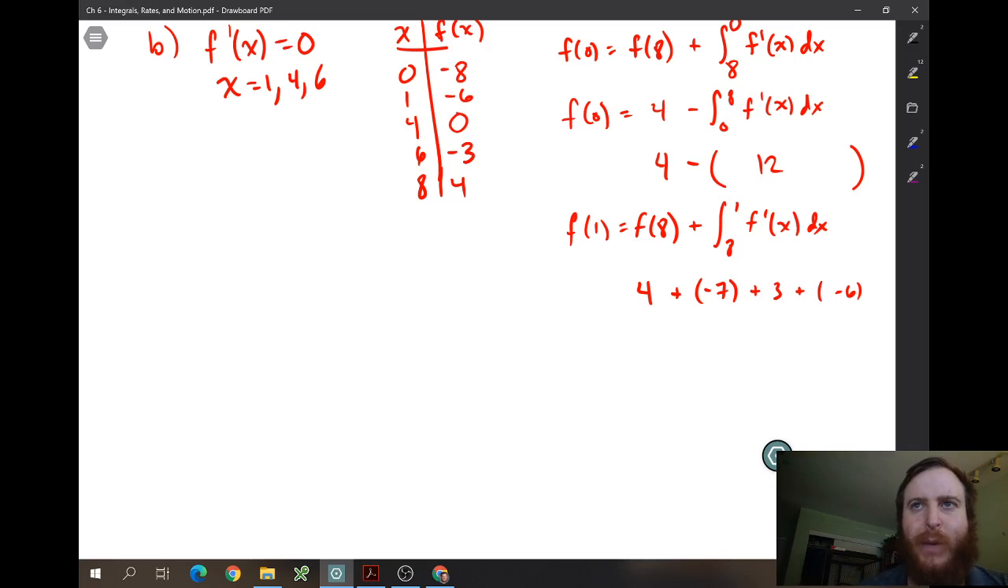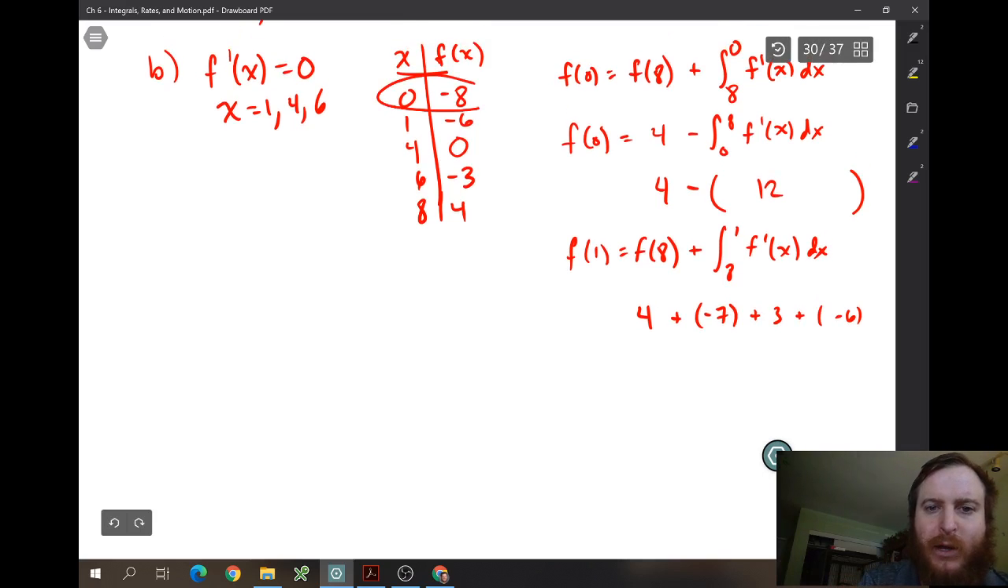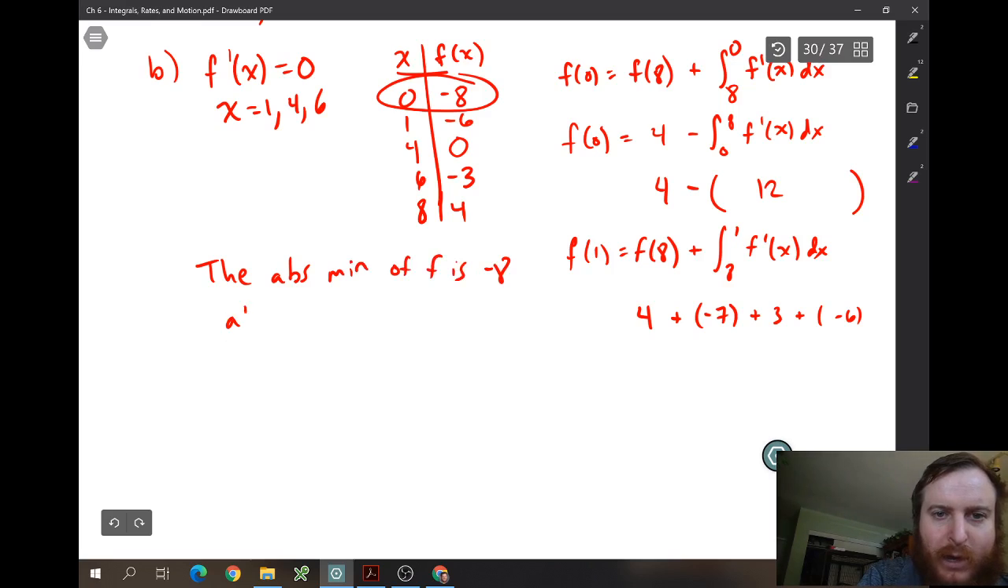Anyways, we wanted the absolute minimum. So the absolute minimum here is the negative 8. We're just going to write that out. The absolute minimum of f is negative 8 at x equals 0. Or you could even say, f of 0 equals negative 8. That works as well.